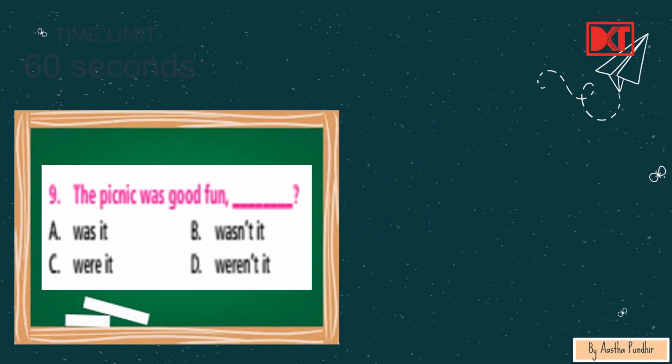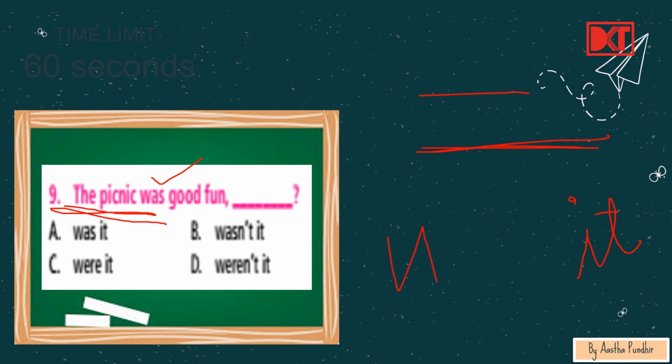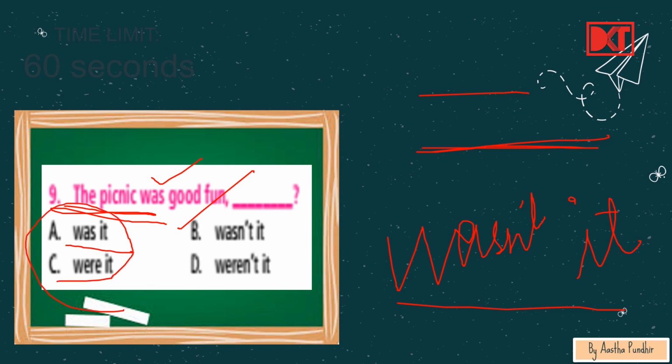Okay, "The picnic was good fun, dash." This is a positive statement. The negative question tag will be there. So the subject here is picnic. Picnic is what? Third person singular, so it. And the verb we use is was. So, "The picnic was good fun, wasn't it?" Negative question tag. The correct answer is B. The others, you see, A and C are positive. D, "weren't it," the verb is also incorrect.